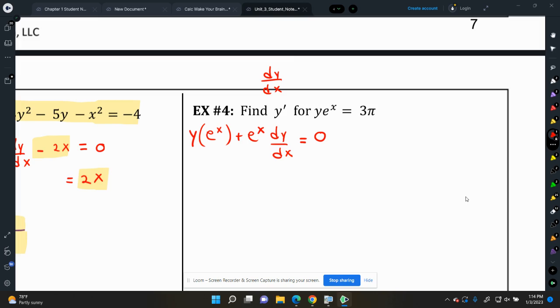Okay, this was a product rule: first times the derivative of the second, plus the second times the derivative of the first. So we get e to the x dy dx equals negative e to the xy.